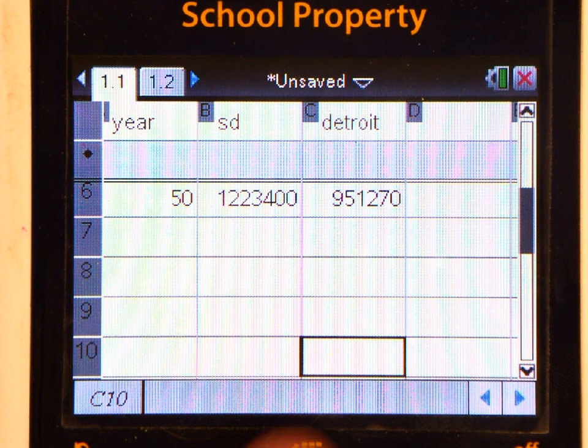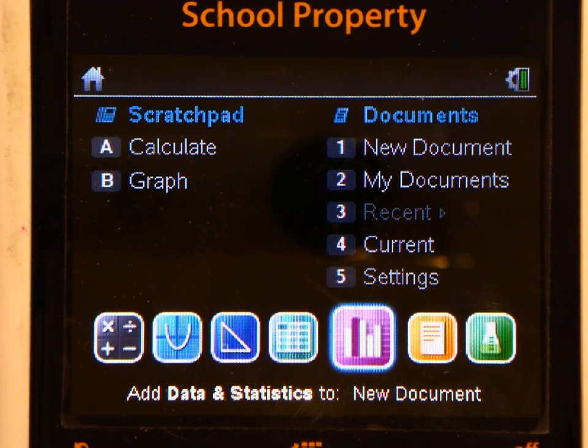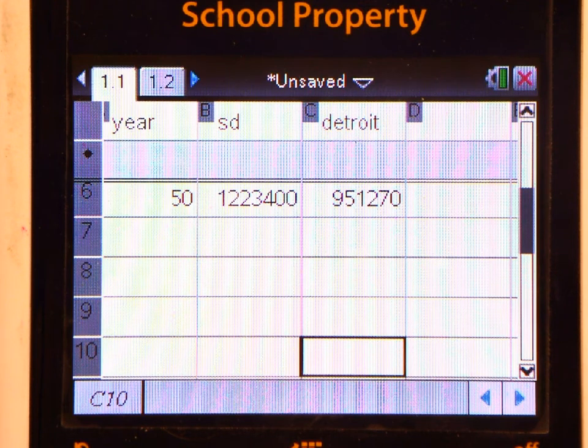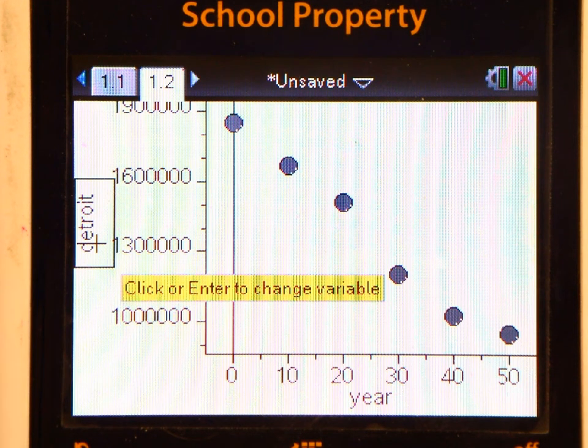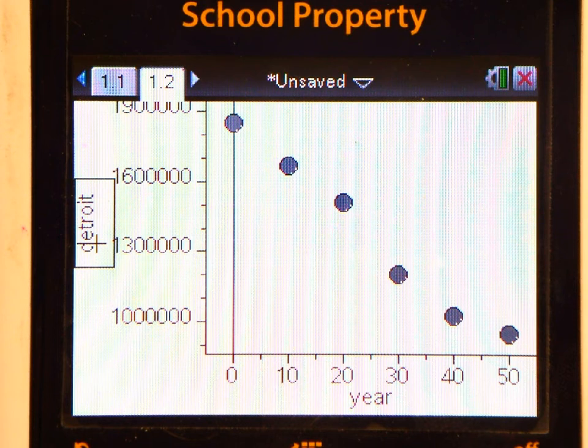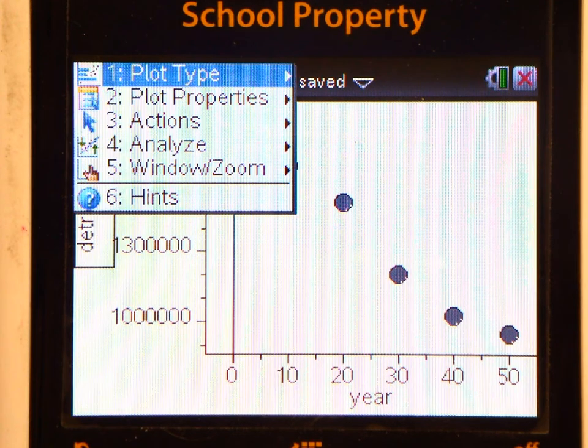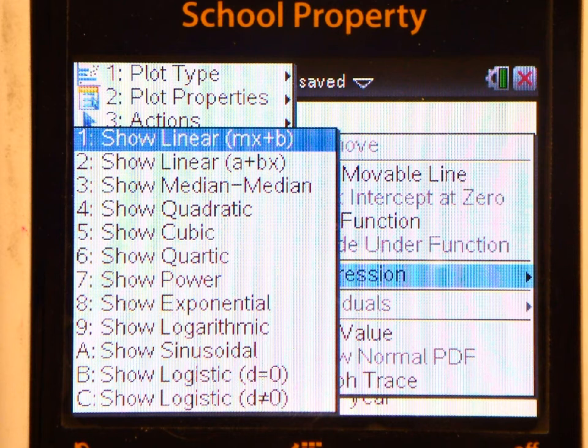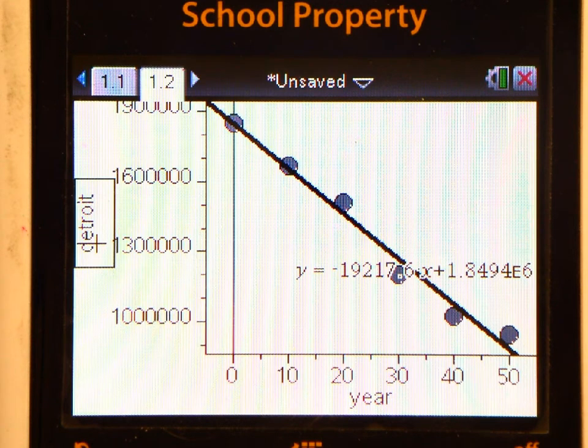So from here, I go home, and I want to insert a new document. But actually, I've already done that, so I'm not going to do that. I'm going to go back here and press Control to the right, and that gives me my scatter plot for Detroit. Now, the population is decreasing for Detroit, so I should see that downward trend, right? Which means my slope in this case should be negative. Okay? So, menu, analyze, regression, which is option 6, and then slope-intercept form. There's my equation, and I did wind up with a negative sign.